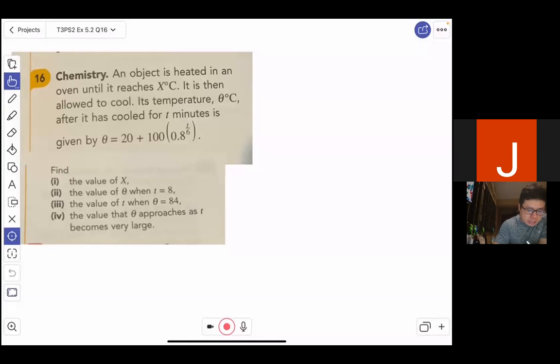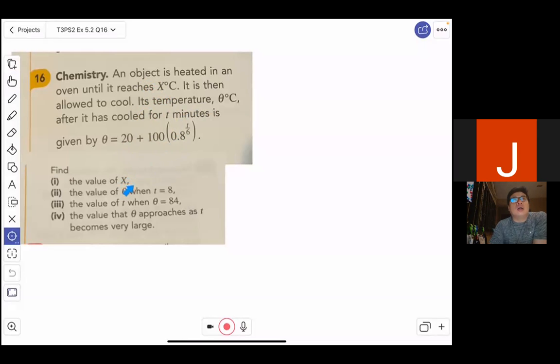An object is heated in an oven until it reaches X degrees. It is then allowed to cool, and the temperature after it has cooled for T minutes is given by theta equals 20 plus 100 multiplied by 0.8 to the power of T over 6. The first part asks for X, the temperature the object is heated to.